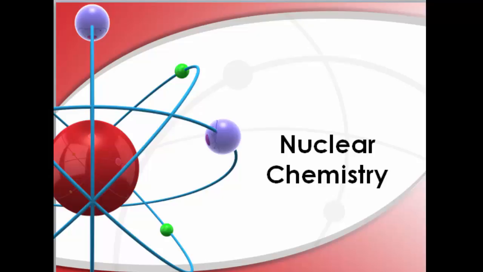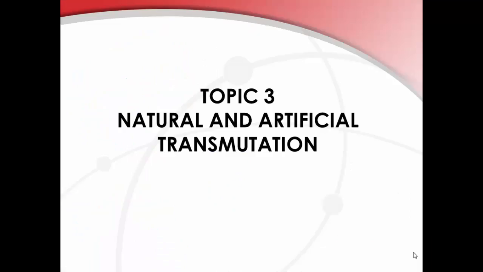Transmutations, the change of one element into another, involves a change in the nucleus. The number of protons gives the atom its identity as a chemical element. When the number of protons in an atom is changed, the atom is changed into another element. Transmutations may be either natural or artificial.